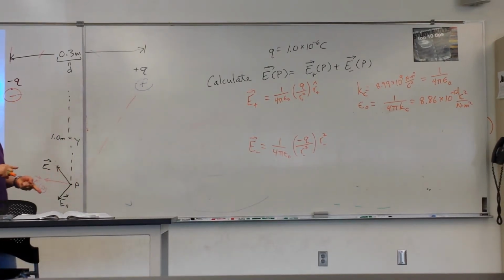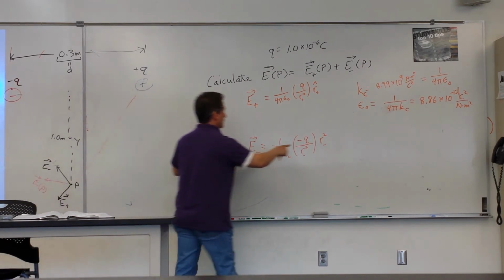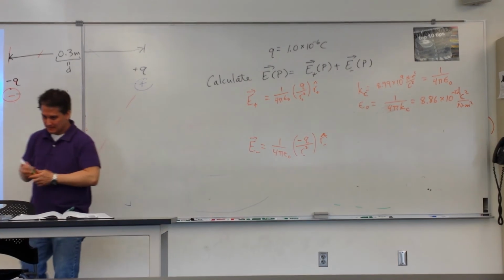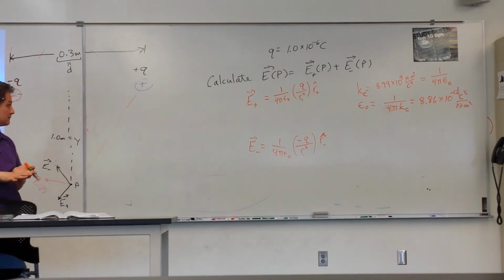You need X and Y components for these things. Easiest thing to do, always calculate the magnitude and then figure out what to do with the, oops, I'm not going to make that R squared, I'm going to make that. And then create it in terms of X and Y coordinates.